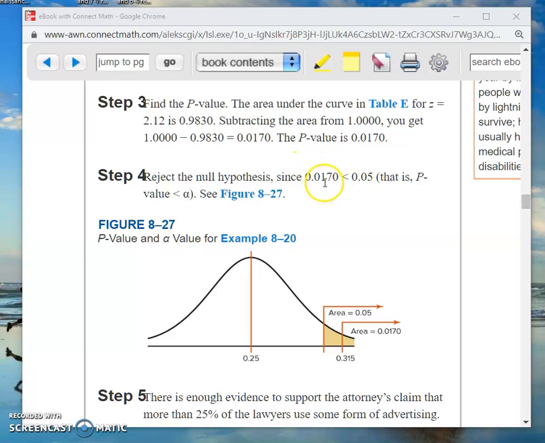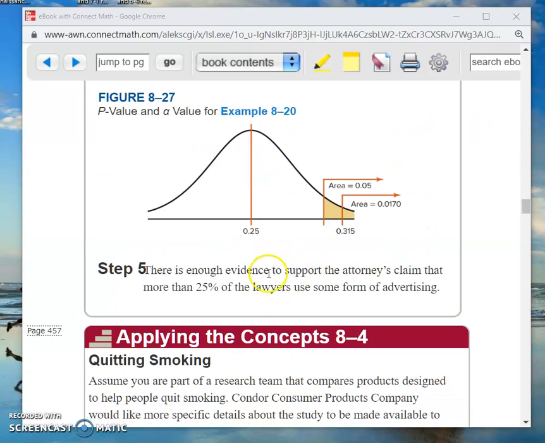And that's what he says right here. 0.0170 is less than 0.05. In other words, the p-value is less than the alpha. Here's the cartoon. Therefore, I reject the null hypothesis. So, in conclusion, there is enough evidence to support the attorney's claim that more than 25% of the lawyers use some form of advertising.